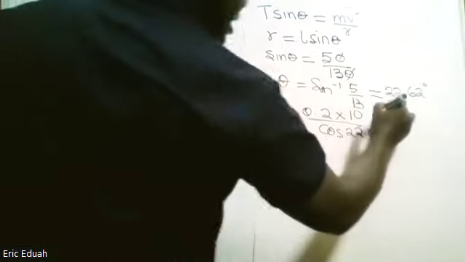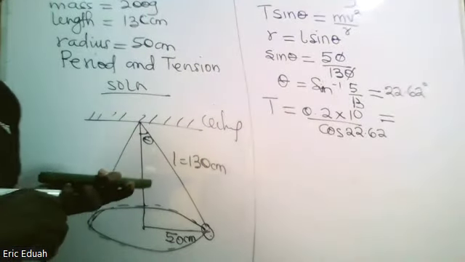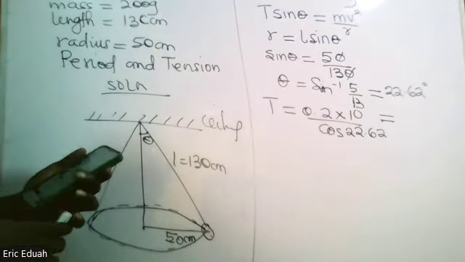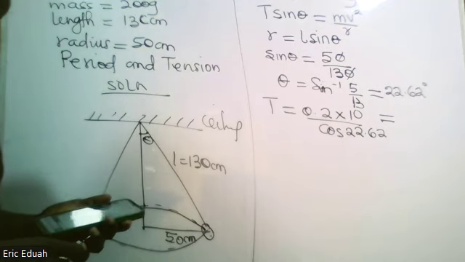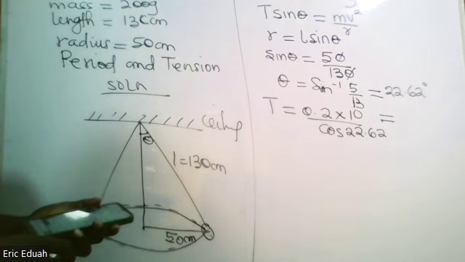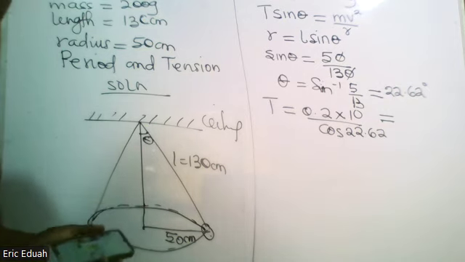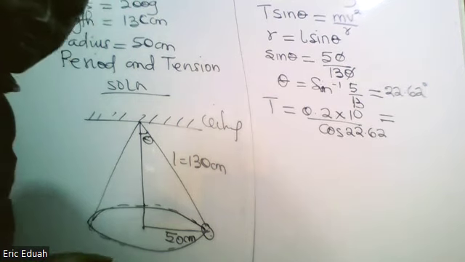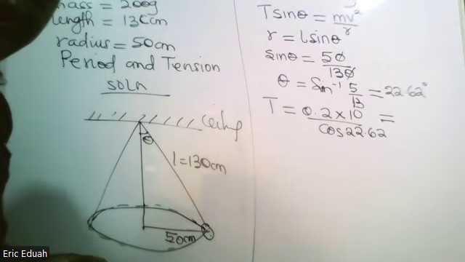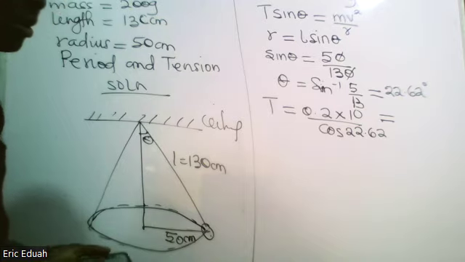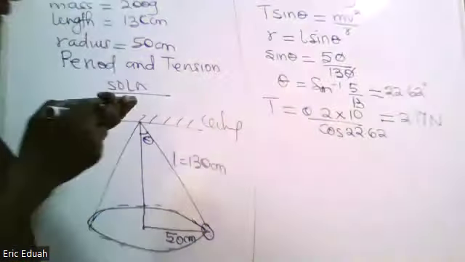So Charlotte, what is T? Hello class, what is T? 2 divided by cos 22.62. 2.17. Come again. 2.17 Newton. That's the tension.